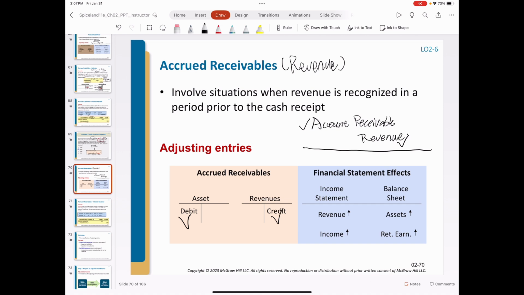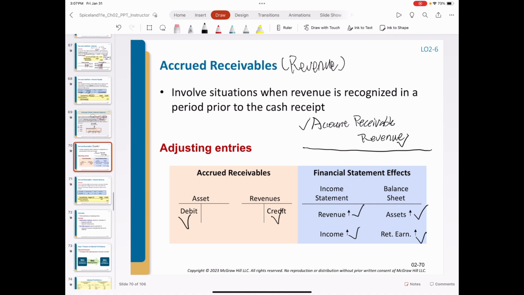The adjusting journal entry of accrued receivable will increase revenue, so earnings will increase. The impact on the balance sheet: assets increase because we debit assets. Retained earnings increase because we credit revenue.